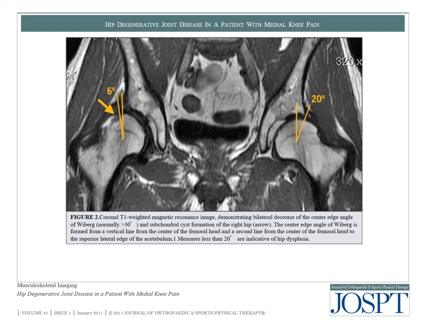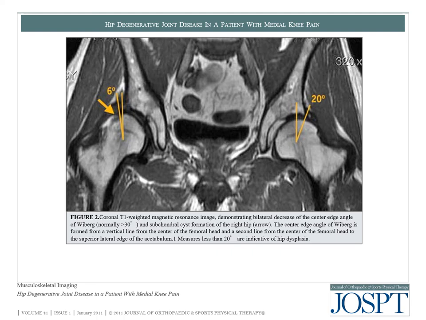If you look at his contralateral left hip, you can see that that's 20 degrees. You can see the acetabulum, and you can see how the acetabulum comes over and adequately covers the femoral head, and you don't see that on his painful right side, right? You see an angle of 6 degrees there, which again is suggestive of acetabular undercoverage and congenital hip dysplasia.